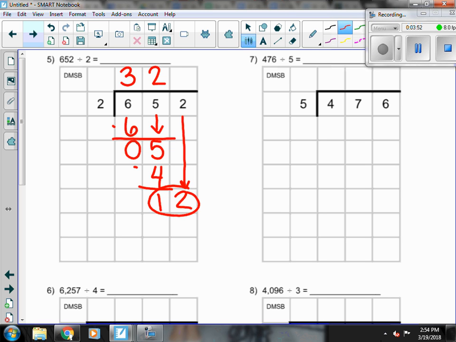2 goes into 12 6 times. 6 times 2 is 12. And I subtract and get 0, so I have no remainder, nothing else to bring down. So that is my answer.